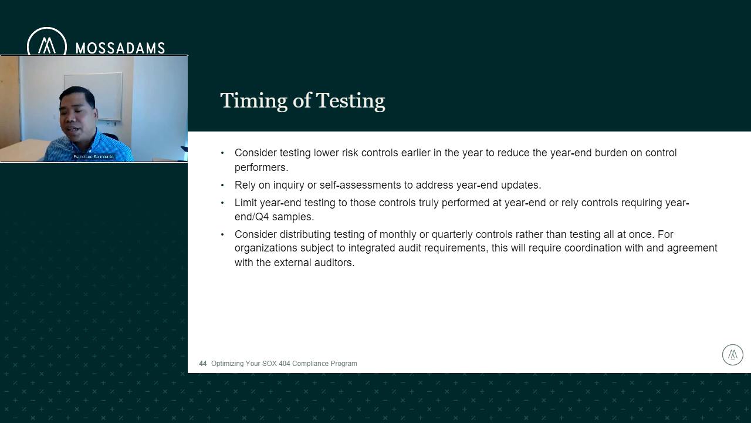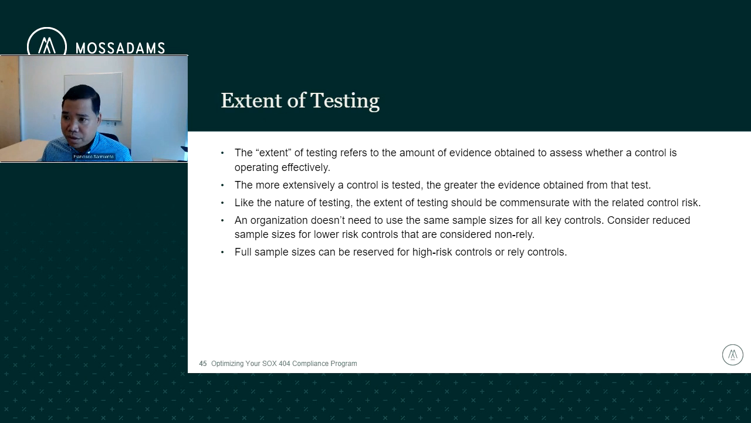Okay, and then the extent of testing, I'll do it very quickly. Extent of testing is the number of times or samples you test, right? So for example, on a daily control, some external audit firms will test 25 samples, some external audit firms will test 60, depending on the risk level of the control. Same thing for a rely control, you have to follow the external auditor's requirement, because if you don't follow it, they have to do their own testing anyway. You have to make sure that you follow the extent of the testing.